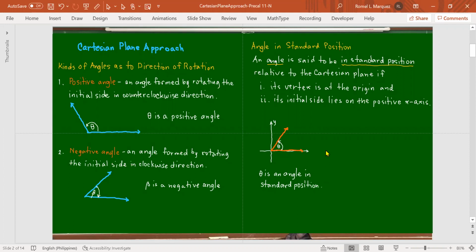Okay, guys? Did you understand, guys? Okay. So let's have one more. Let's say I have this Cartesian plane.